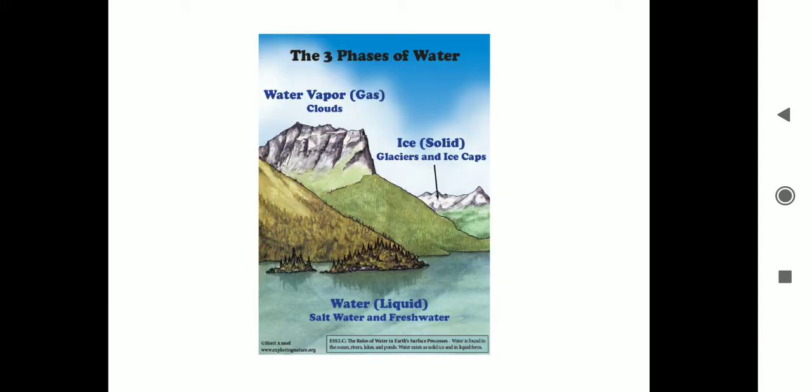You can see it here in this figure, in this image. Water as vapor is in the form of clouds. Water is in the form of ice as glaciers and ice caps. And then you can see water as salt water or fresh water on the surface of the earth or underground. It is in the form of liquid. So this is how you can see it in this image.